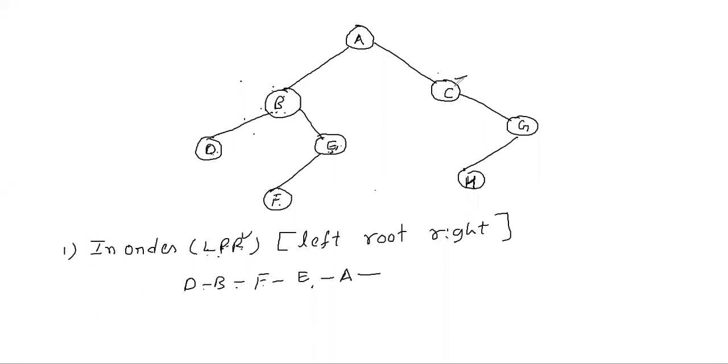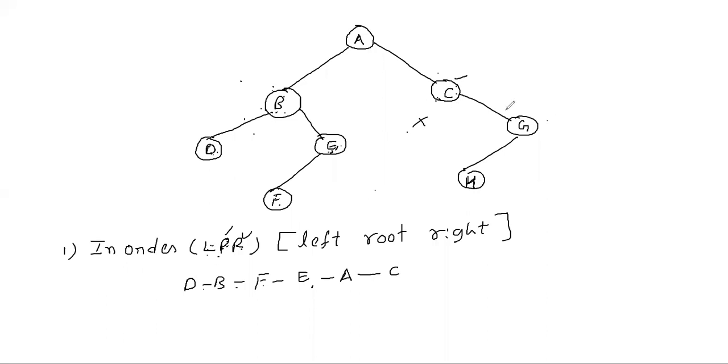So I came to the right side. Right side C has some subtree, so I'm applying the LPR formula. Is anything on the left? No, left is not there. So next, what is there? Parent, LPR formula. Left, nothing will be there. So what is the parent? C. Next, come to the right side.